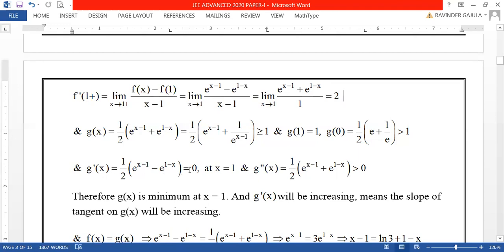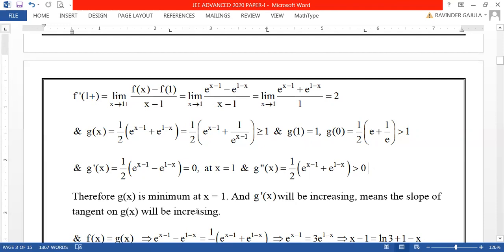when g dash x is equated to 0, you are getting x equal to 1 because this is g dash x. At x equal to 1, you will get 0, 1 minus 1. And g double dash x is this one, greater than 0. Therefore, in another way, you can say that g of x is minimum at x equal to 1, and g dash x will be increasing. Means the slope of tangent on g of x will be increasing. Of course, g double dash x is greater than 0.